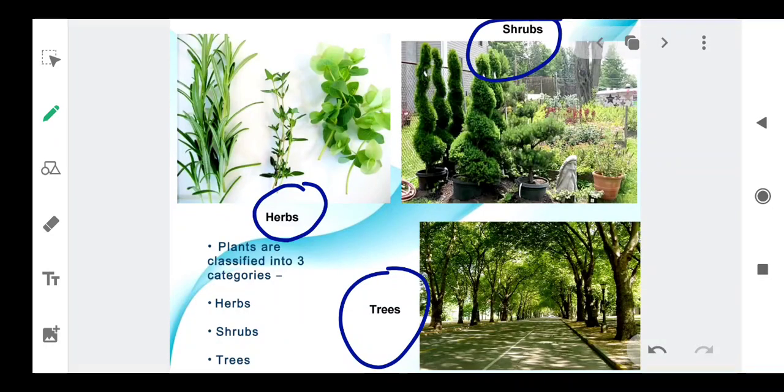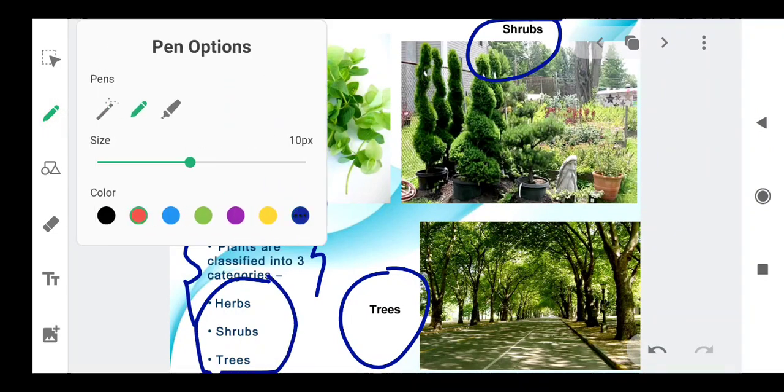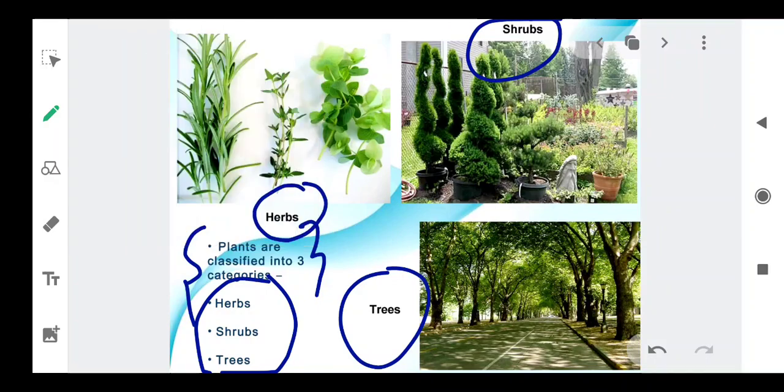What are herbs? We need to know the three categories in which plants are classified: herbs, shrubs and trees. One more category we are including, that is creepers and climbers. We will discuss creepers and climbers also. At first we need to know about herbs, shrubs and trees. What are herbs? Herbs are generally the small plants.